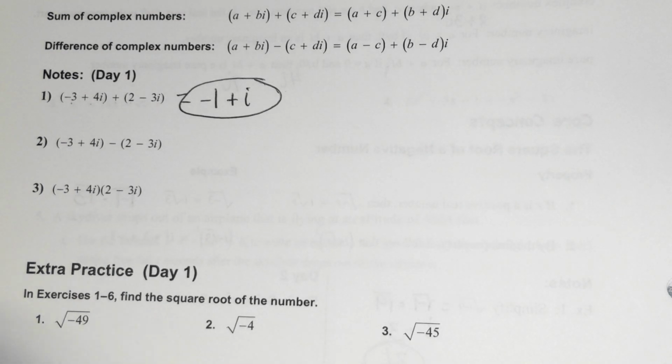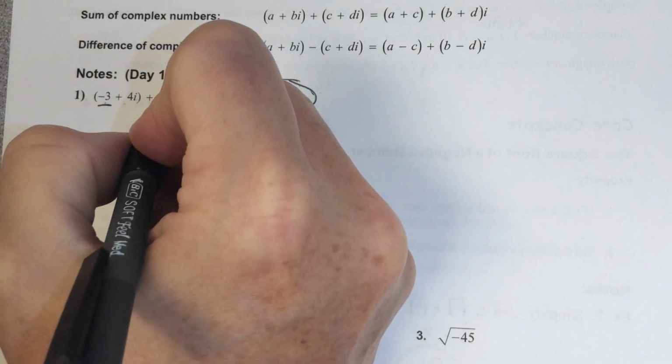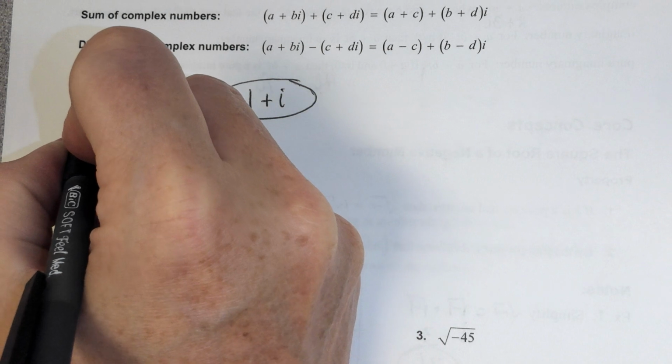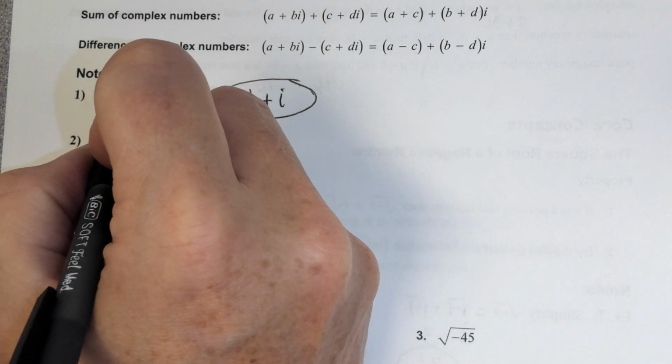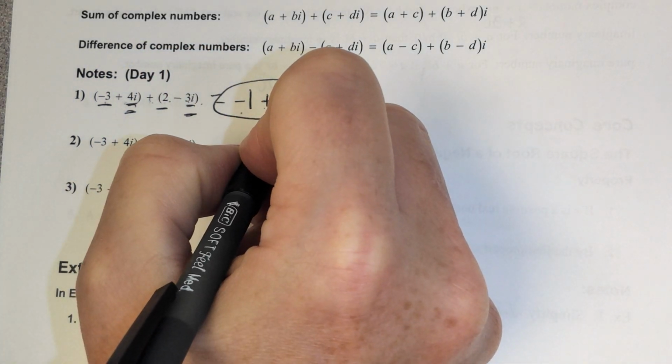Okay. Can you show how you got that without the calculator? Yeah, sure. So without the calculator, what I did is I'm looking at the real parts, and I'm looking at the imaginary parts. So I'm doing negative 3 plus 2 is negative 1. And then I'm doing 4i plus negative 3i is positive 1i.